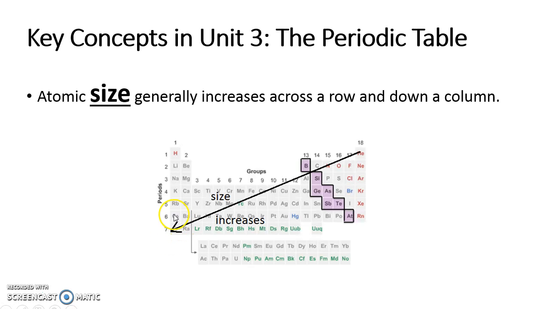He's huge. So cesium would be rather large. Barium would be rather large. Helium would be super, super tiny. Same thing, fluorine would be pretty tiny.